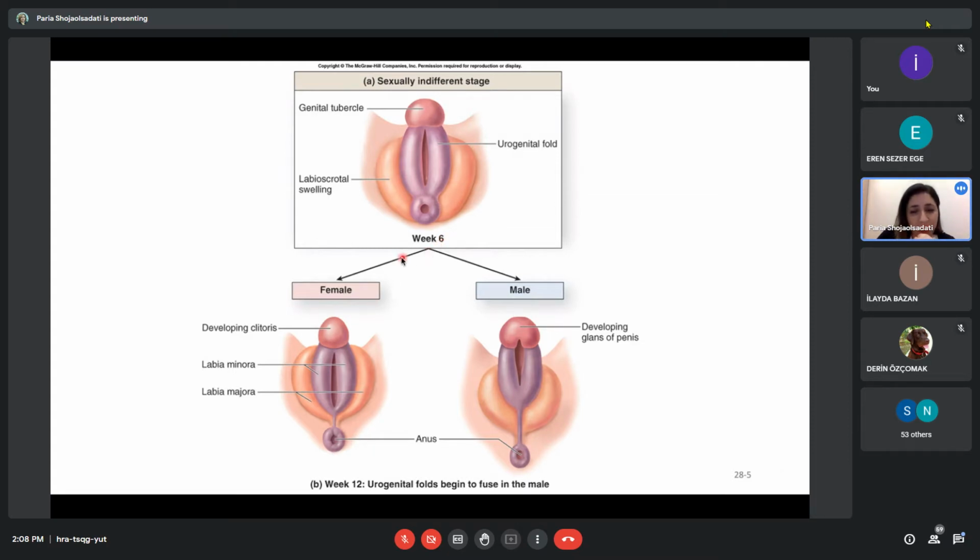After that, you can see the differentiation between the female baby and the male, but both of these organs use the same structure and developed from the same structure.